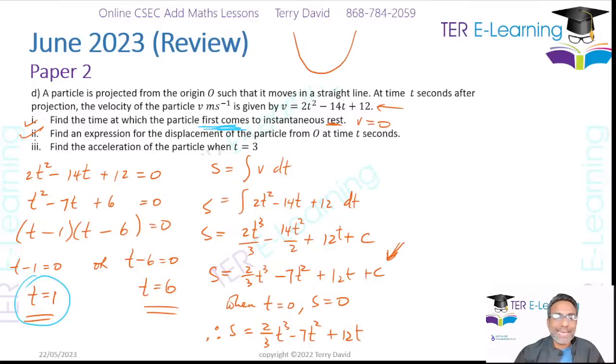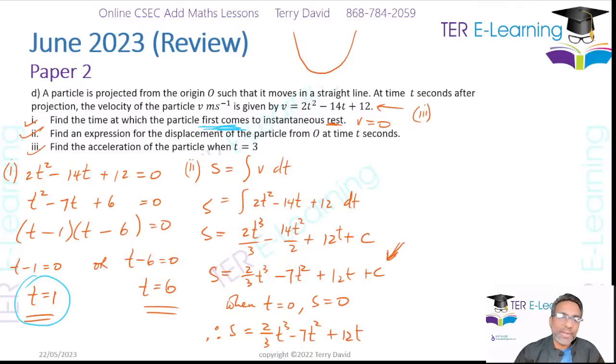Right, so that is part 2. So this is part 1. Right, this is part 2. What else we have here? The third part, they want us to work out the acceleration of the particle when t is equal to 3. Right, so that's an easy thing here as well.